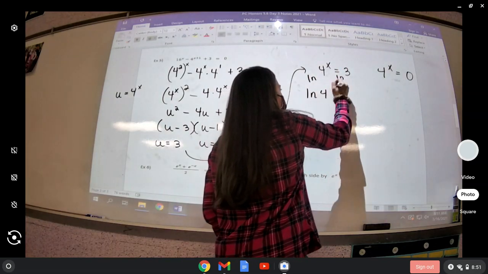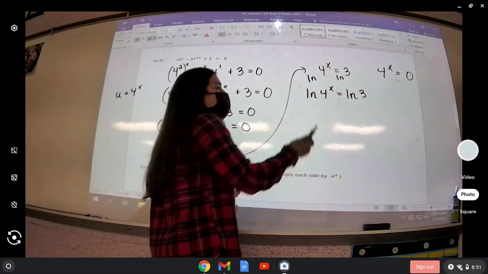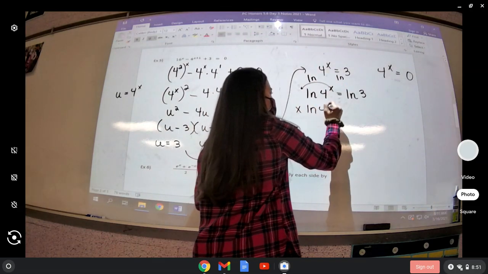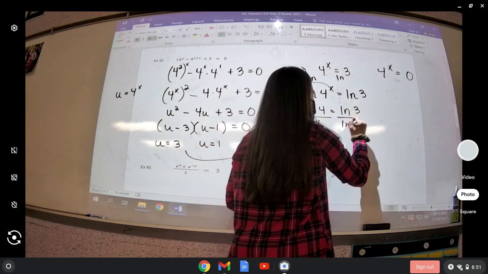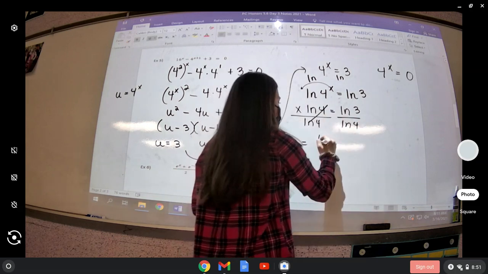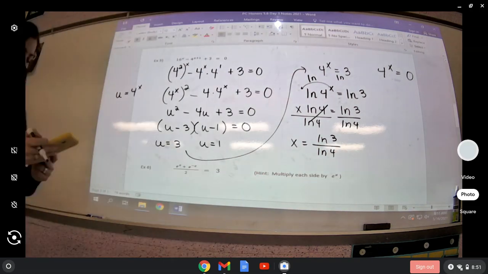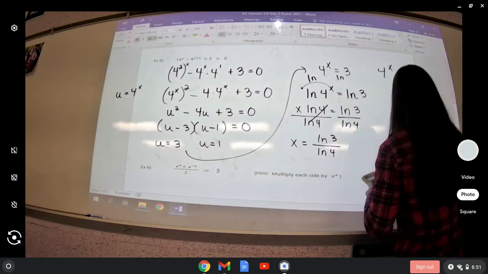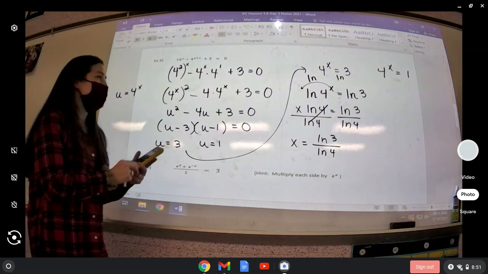So then you get the natural log of 4 to the x equals the natural log of 3. Now that I have an exponent inside of a log, we drop it down. And we get the exact answer, which says x is the natural log of 3 divided by the natural log of 4. On this part, go ahead, Michael. If you wrote 4 to the x equals 0 instead of 4 to the x. I did. Okay. Perfect. Thank you, Michael. No, you're right. Excellent. All right.